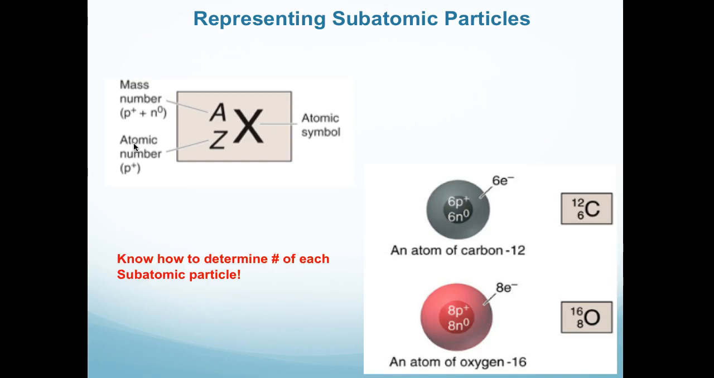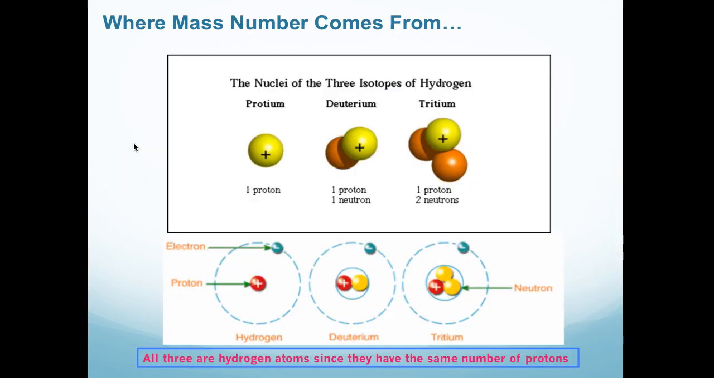So what we want to know is how to determine the number of each subatomic particle using the periodic table. The next thing is where the mass number comes from. If we look at the different elements, we can look at, for example, hydrogen. It has 3 isotopes. Isotopes are where we have the same number of protons, but the number of neutrons is different, or the mass number is different.